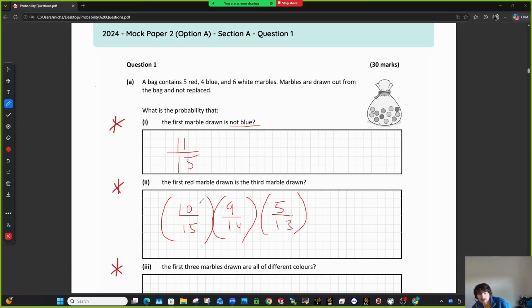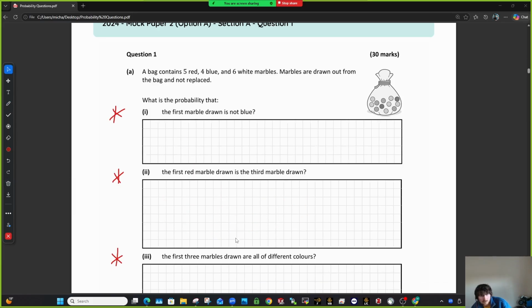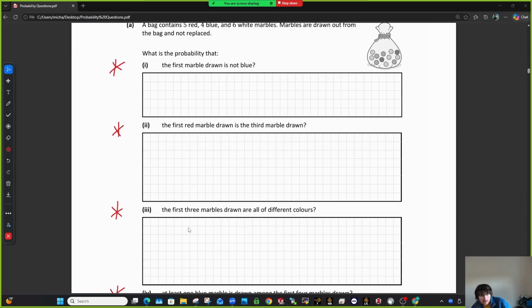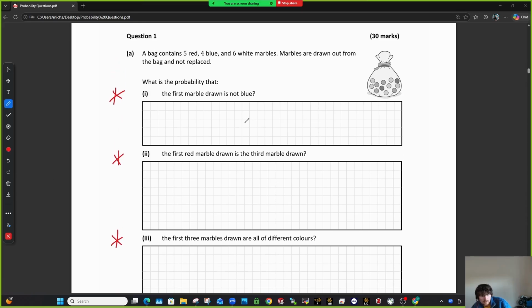The reason we're multiplying here as well is because we needed to get no red marble, and we needed to get no red marble, and then we get a red marble, okay? Hopefully that makes sense. So what's part 3 here? Let me scroll down a bit. The first 3 marbles drawn are all different colors.